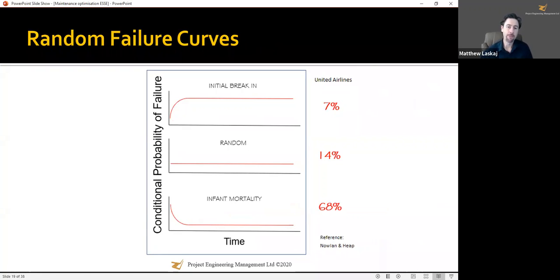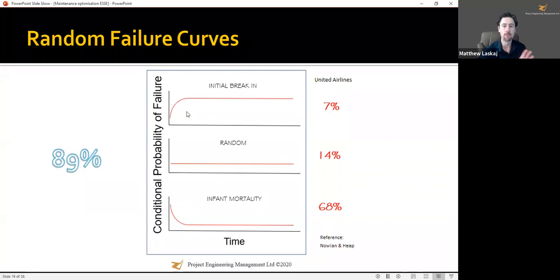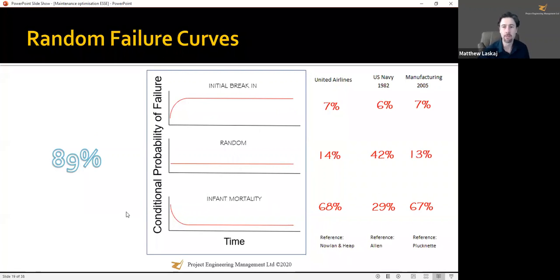68% followed F. So 68% of failures followed what we call the infant mortality failure profile. Okay, so 89% of failures in this study were found to be random in nature. We have no idea when they're going to fail. Okay, so it could be today, could be tomorrow, could be a long time. And you can see there that all of these have different profiles, but they've all got this flat random. And again, if you have a look at the other industries, submarines, similar, manufacturing, extremely similar.